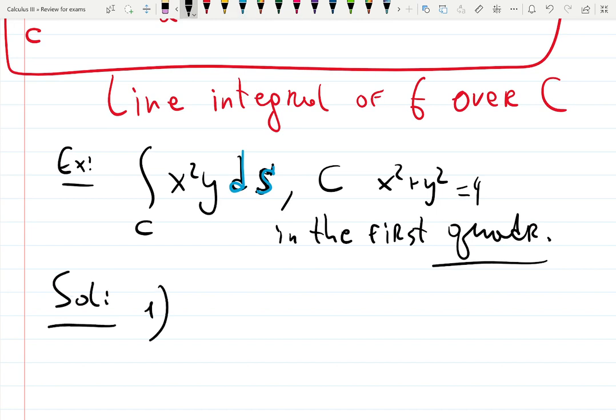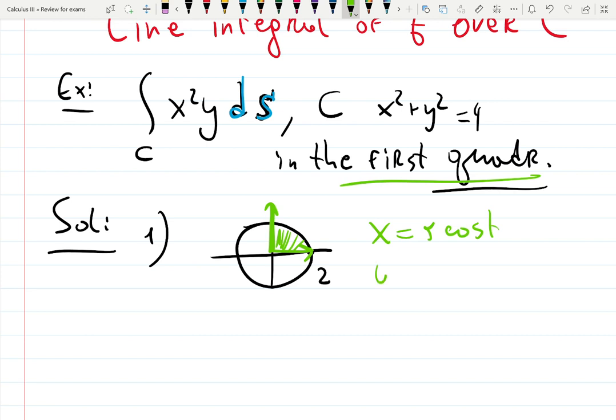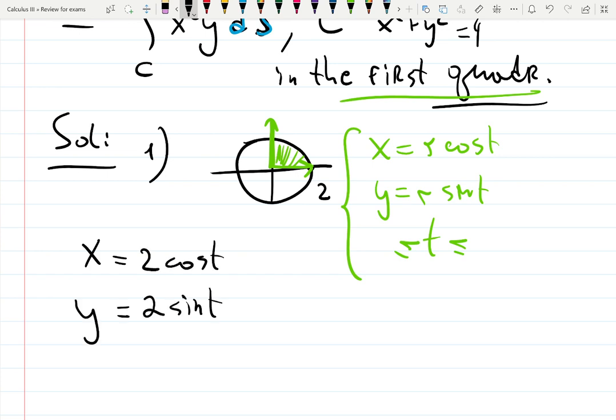Solution. First, sketch the picture, or at least imagine what is happening. This is the full circle with radius 2, but it says only first quadrant. First quadrant means x and y are positive. The typical parametrization is x equals r cosine t, y equals r sine t, where t is from something to something. Now you have to change it for your concrete example. r is your radius in 2D, so x equals 2 cosine t, y equals 2 sine t. Check the last keys, I posted all the keys for the last quizzes. You also need to check how to start from this point and go to that point.